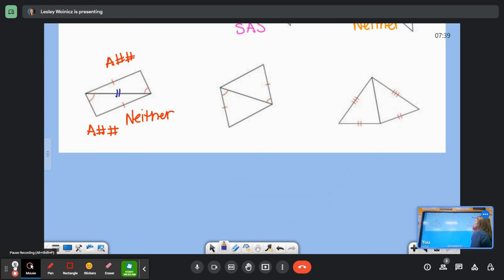Now, this one. I have two congruent sides. I have another side that's shared, that's congruent to itself by the reflexive property. So for this one, I have side, angle, side. And then for this guy, I also have side, angle, side. So these are congruent by side, angle, side. Let me get rid of this extra stuff.